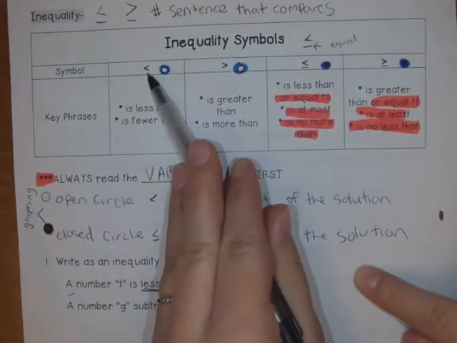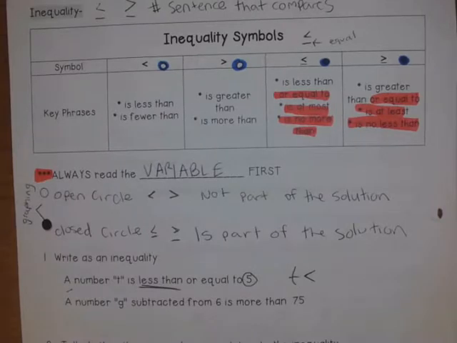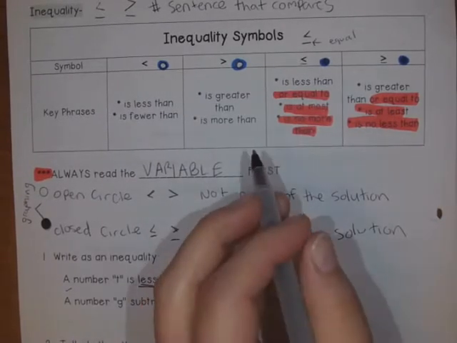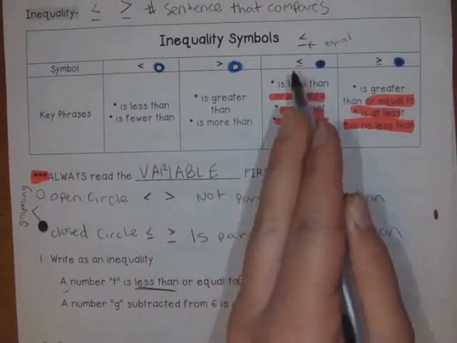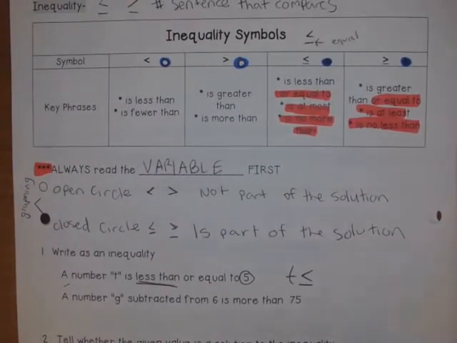A number t is less than, so less than has this sign. Less than or equal to, which means you have the line underneath it, to 5.